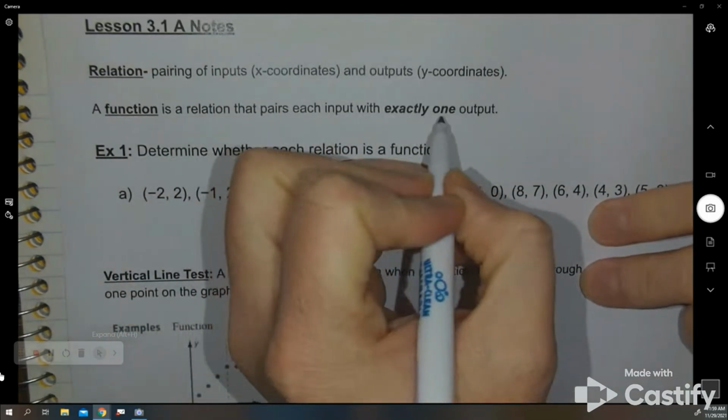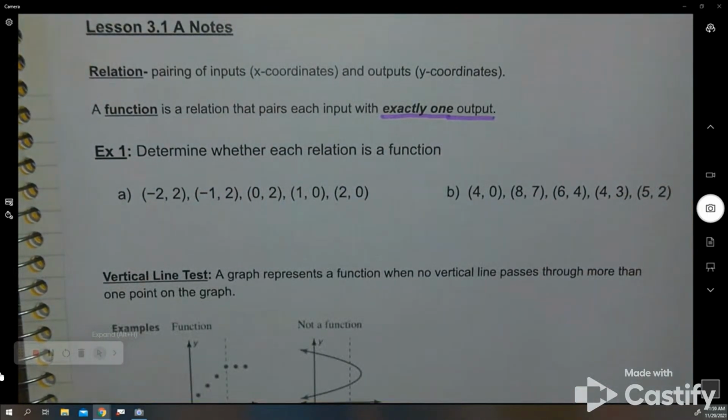And that part is really important. That's why it's bolded. Exactly one output. So each input can only have one output. Each x can only have one y that it's associated with.